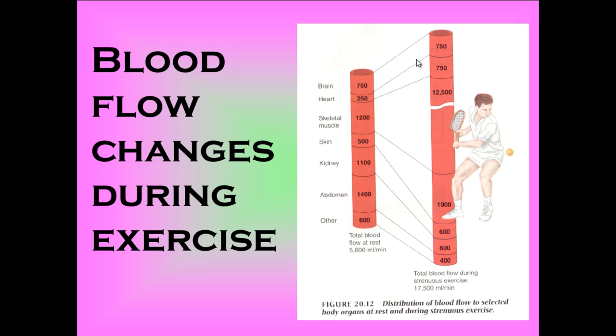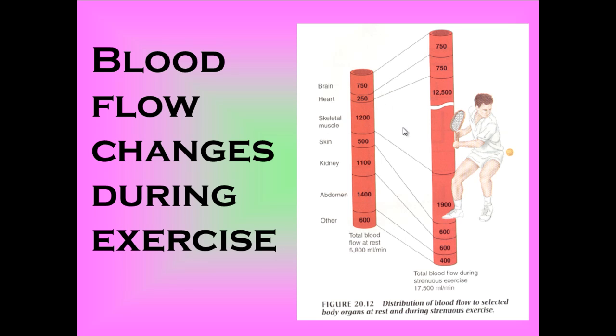If we explain each part, with the brain, the amount of blood going to the brain remains constant. The reason for that is the brain needs a constant supply of glucose and oxygen, and to have the CO2 removed, so it can function properly. So the blood supply to the brain, regardless of exercise, never changes. The heart has an increase in the amount of blood flowing to it, and the reason for that is obvious: the heart is contracting more during exercise, and therefore it needs a greater supply of glucose and oxygen.